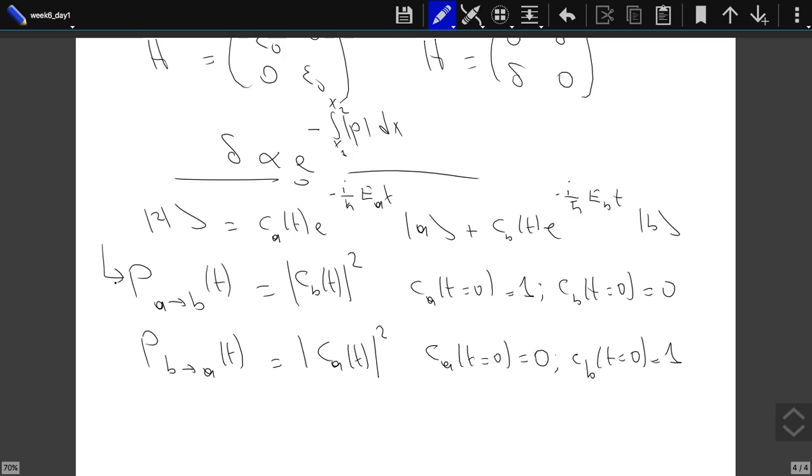What if we have the initial condition Ca 1 over square root of 2, Cb 1 over square root of 2? Well, that would be something different. That wouldn't give me P A to B. The expression for P A to B is this one. If you choose some different initial condition, then the absolute squares of the various coefficients will be different things, not P A to B or P B to A.